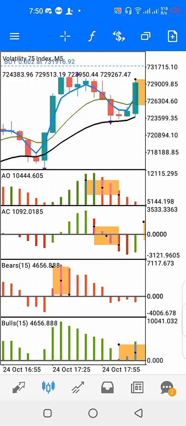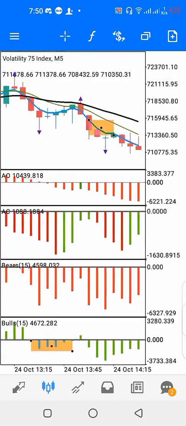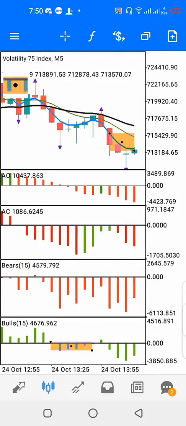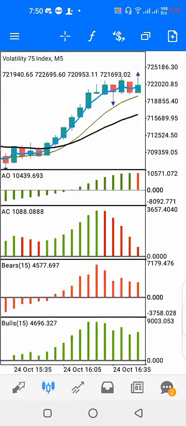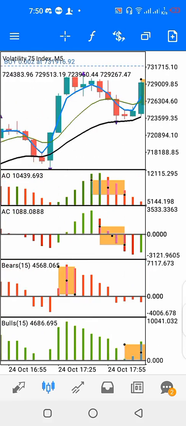Okay, Bears Power, you look at the bars forming above the zero level. Bulls Power, you look at the bars forming below the zero level. For Bears Power, you'll be looking for buy trade. For Bulls Power, you'll be looking for sell trades. Okay, it's a very good strategy.